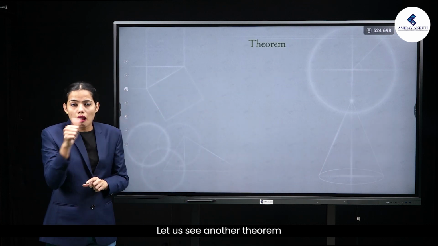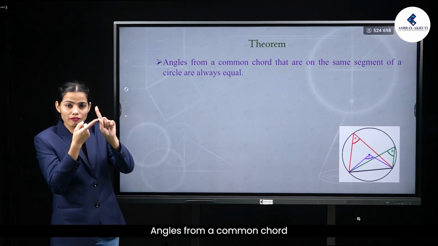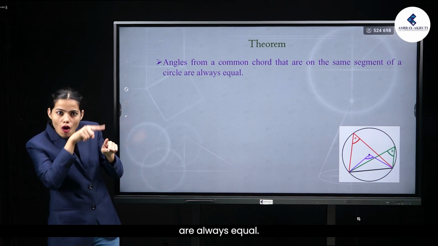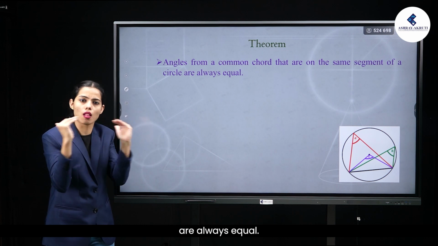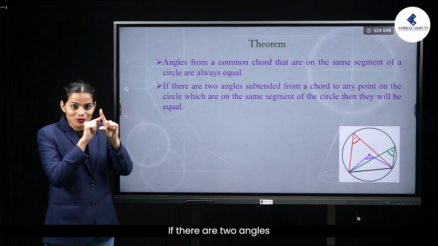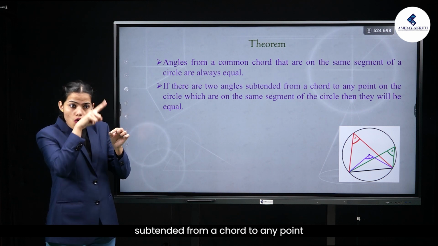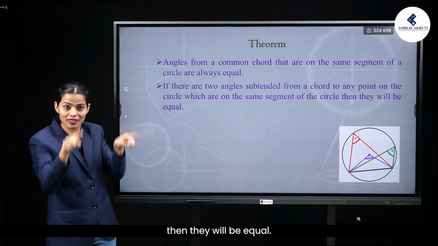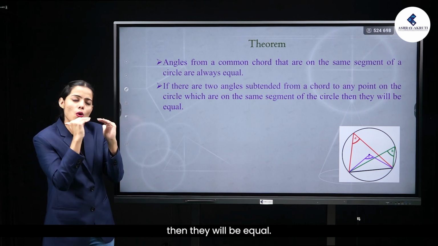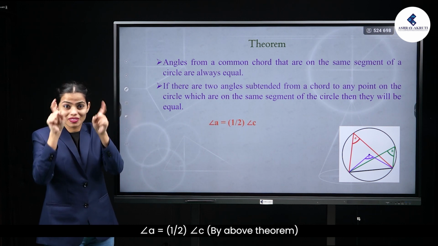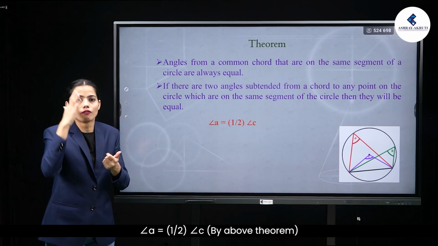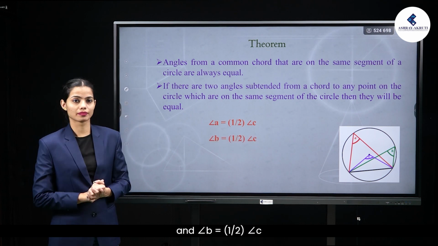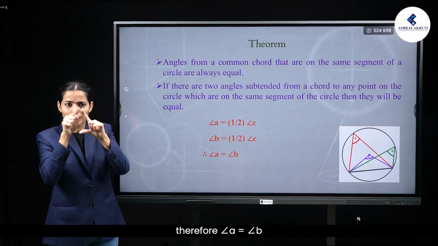Let us see another theorem. Angles from a common chord that are on the same segment of a circle are always equal. If there are two angles subtended from a chord to any point on the circle which are on the same segment of the circle, then they will be equal. Angle A is equal to half of angle C by the above theorem. Angle B is equal to half of angle C. Therefore, angle A is equal to angle B.